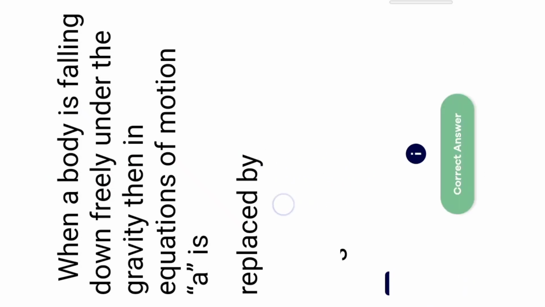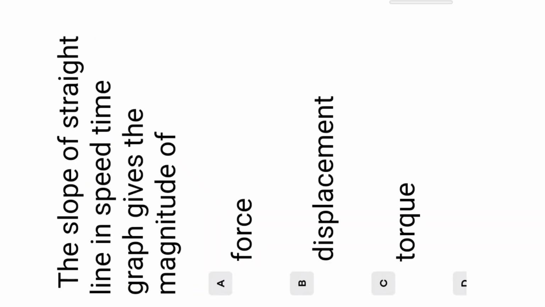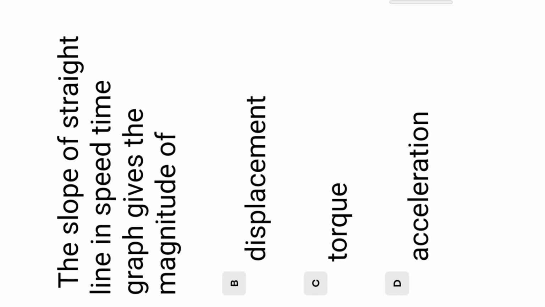When a body is falling down freely under gravity, then its equation of motion A is replaced by A, M, B, D, C, S, or D, G. D is the correct answer. The slope of a straight line in a speed time graph gives the magnitude of A force, B displacement, C torque, D acceleration. D is the correct answer, acceleration.